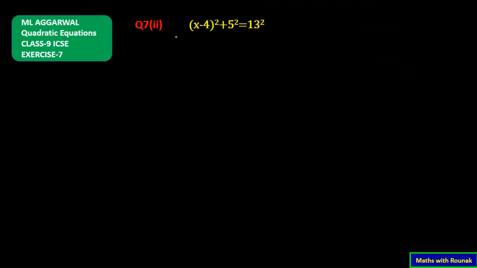Now let's begin with question number 7 part 2. The whole square of x minus 4 plus 5 square is equal to 13 square. So if we look at this term, we remember one identity, which is the whole square of a minus b is equal to a square minus 2ab plus b square. Here a is equal to x and b is equal to 4. So now we have to open this bracket, and we know 5 square is 25 and 13 square is 169.